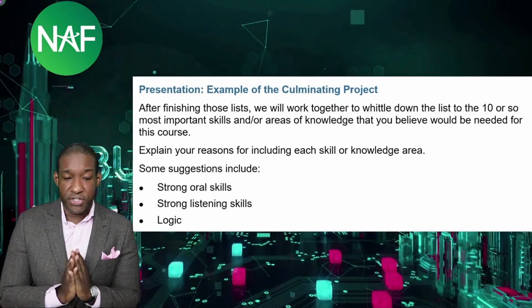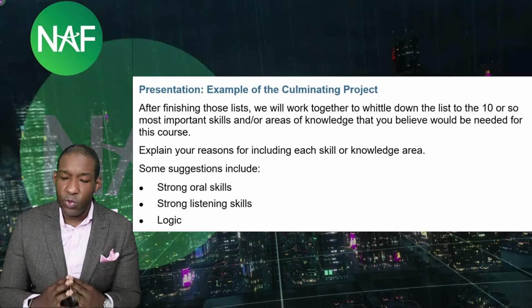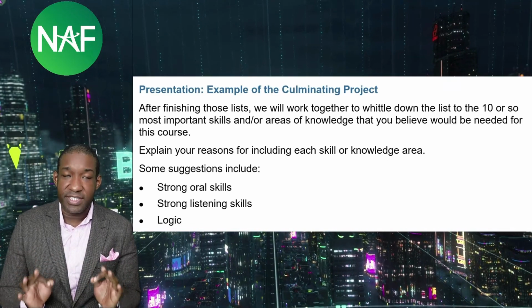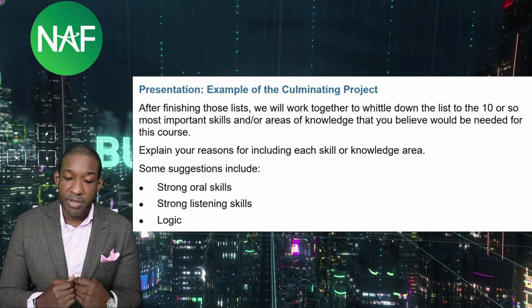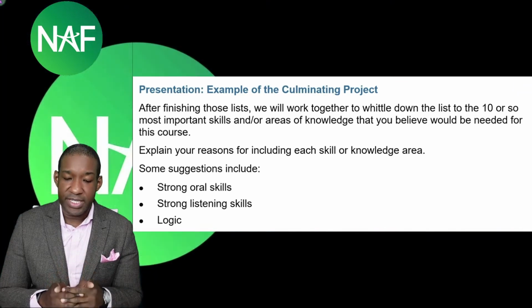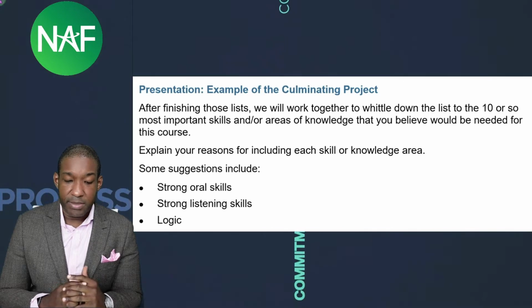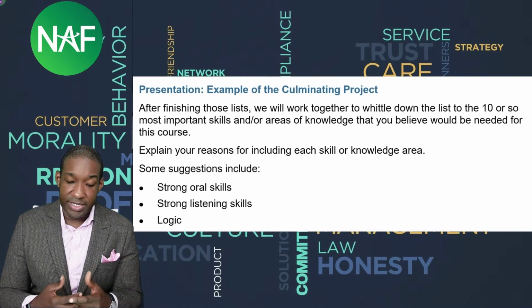Once we are finished with those two lists, we will now work together to whittle down the list to 10 or so most important skills and or areas of knowledge that you believe would be needed for this course. Explain your reasons for including each skill or knowledge area. Some suggestions could include strong oral skills, strong listening skills, or logic.